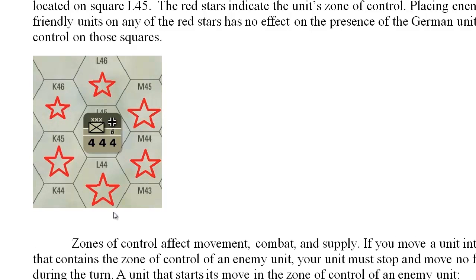So here we have a typical unit on the board. The typical unit on the board is on the square L45, and on the 6 surrounding squares we've placed red stars. The red stars indicate the zone of control of the unit on the central square. Zones of control affect movement, they determine combat, they affect supply. The most important rule on movement is that if you move into the zone of control of an enemy unit with one of your units, your moving unit must stop immediately and move no farther.